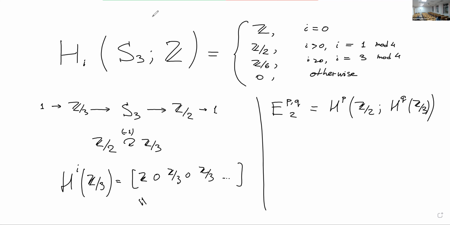Okay, so we have trivial action in degrees which are multiples of 4, and non-trivial action in degrees which are multiples of 2, but not multiples of 4. Okay, so we calculated the action.